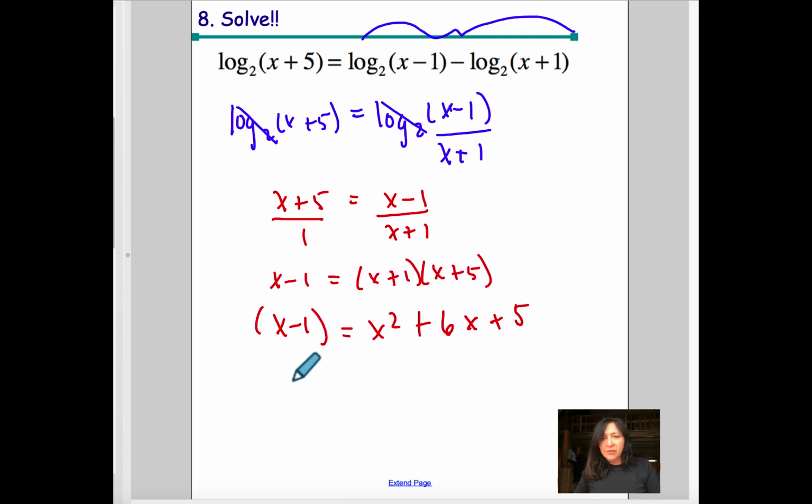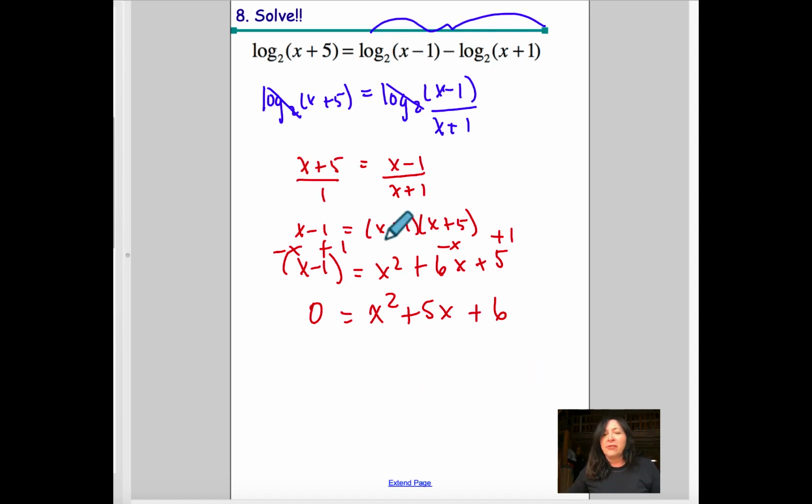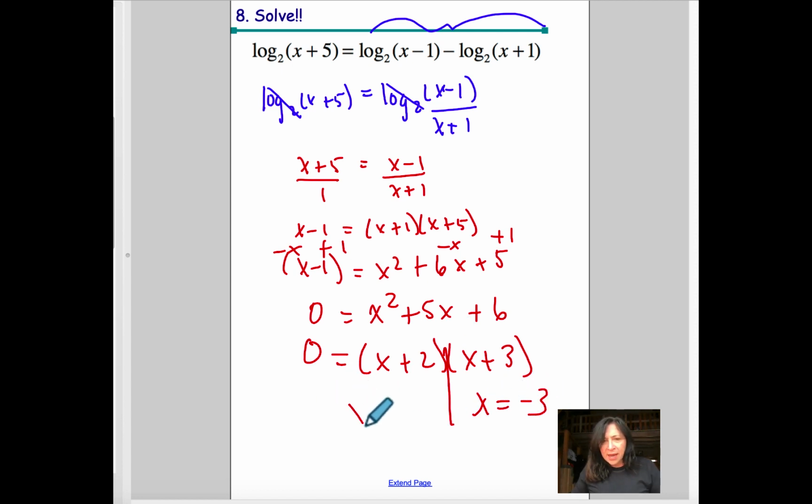And again, this is quadratic, so we are going to set this equal to 0. So I'm going to subtract x from both sides and add 1 to both sides at the same time. So we have x squared. 6 minus 1 is 5x, and 5 plus 1 is 6. And so I'm going to factor this, and I'm going to get x plus 2 and x plus 3. I'm going to split this up. I get x equals negative 3 and x equals negative 2.